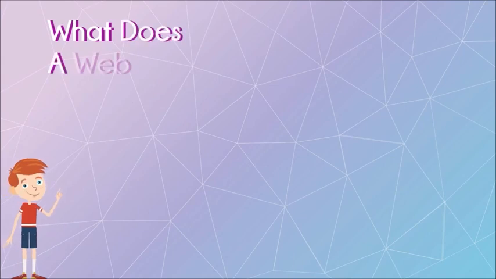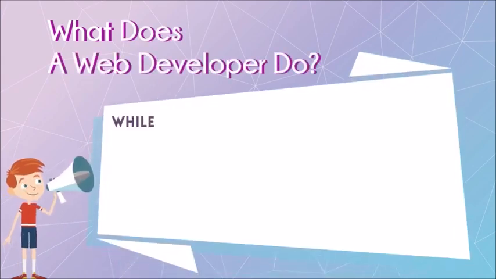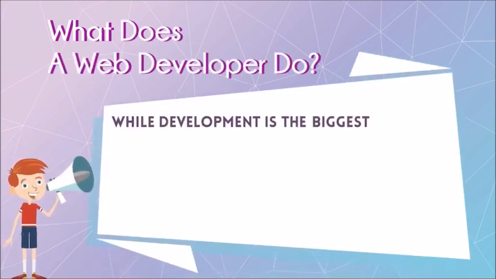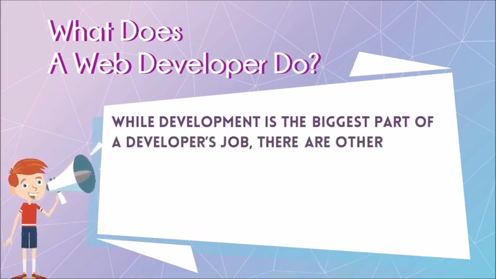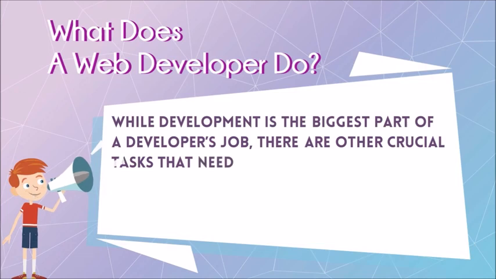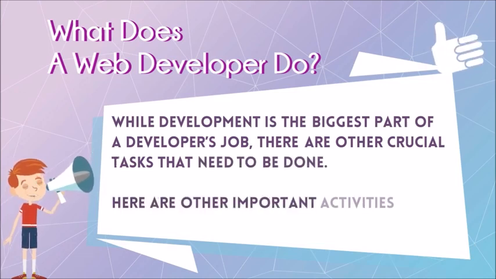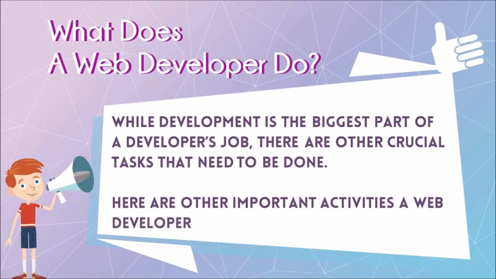What does a web developer do? In general, web developers are responsible for building and maintaining websites. You might think that web developers spend whole days working on their code, but it's not necessarily true. While development is the biggest part of a developer's job, there are other crucial tasks that need to be done. Here are other important activities a web developer is involved in.